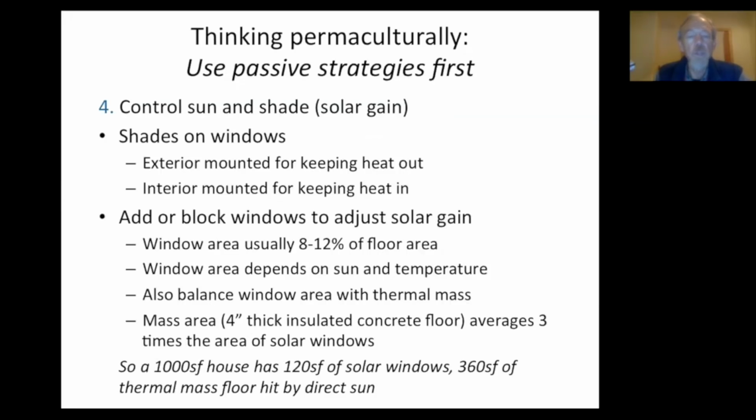So here's a whole list with some guidelines for, if you are building a house or remodeling a house, how to figure out how many windows you should have and how much thermal mass you should have. That's essentially what this slide is telling you: guidelines for developing passive strategies in terms of capturing sunlight and keeping sun out of places that you don't want it.